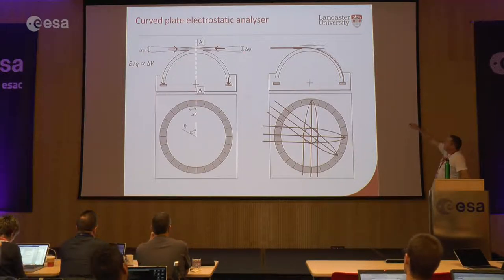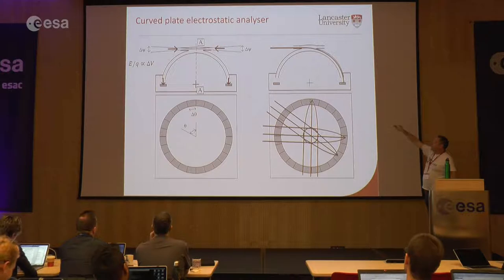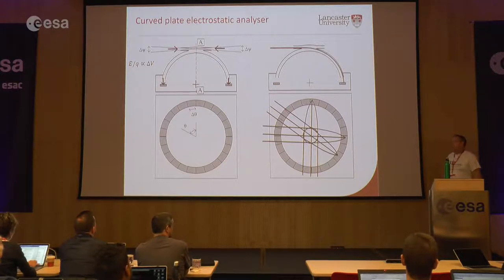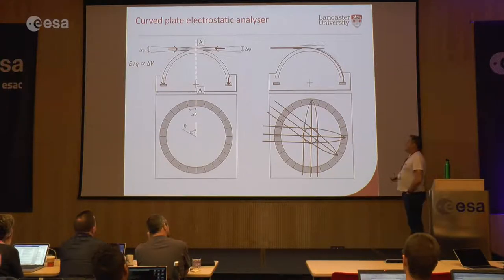This angle here is essentially one of the angular resolutions for the instrument. If a particle comes in outside of that angle, then it will basically hit one of the surfaces of this collimator here, and so you simply won't get that into the instrument. So this sets one of the other resolution aspects of the instrument.